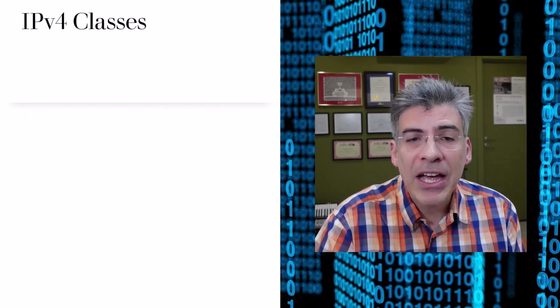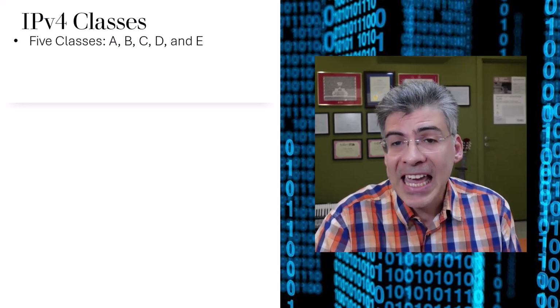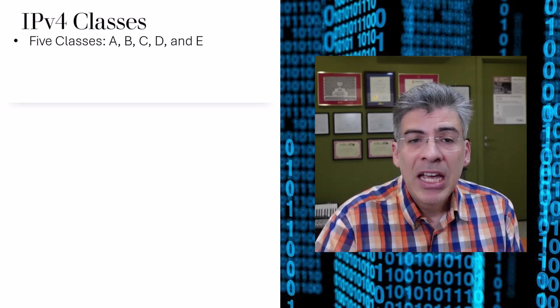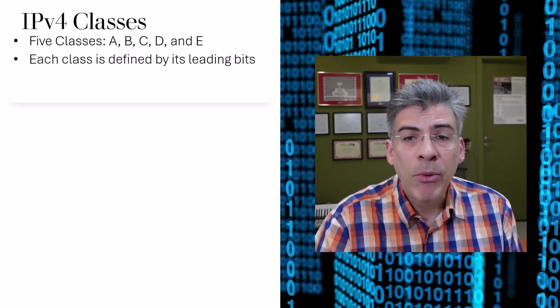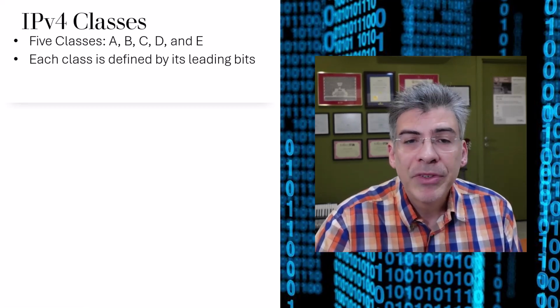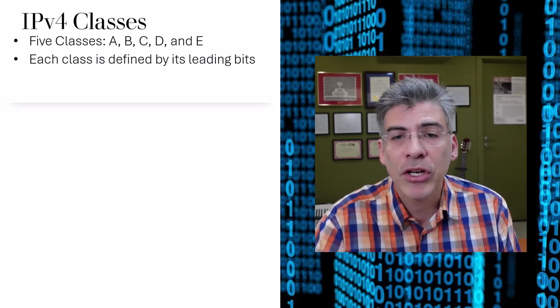So IPv4 addresses were separated into 5 classes. We have Class A, Class B, Class C, D, and E. These classes were defined based on their leading bits. Now remember, network devices see IP addresses in binary. So that's what we need to examine now to further understand this concept.